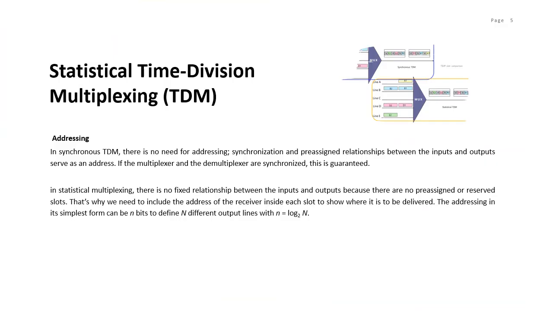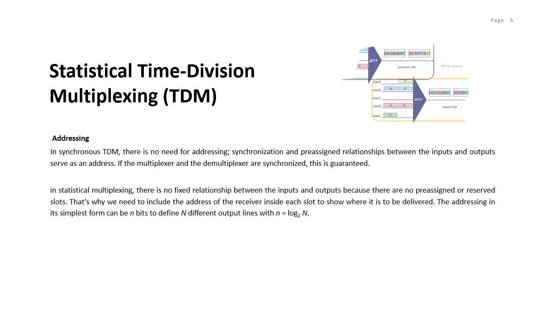In synchronous TDM, there is no need for addressing. Synchronization and the pre-assigned relationship between the inputs and the outputs serve as an address. If the multiplexer and the demultiplexer are synchronized, this is guaranteed. It will reach the destination of the output. No addresses needed. However, in statistical multiplexing, there is no fixed relationship between the inputs and the outputs because there are no pre-assigned or reserved slots.